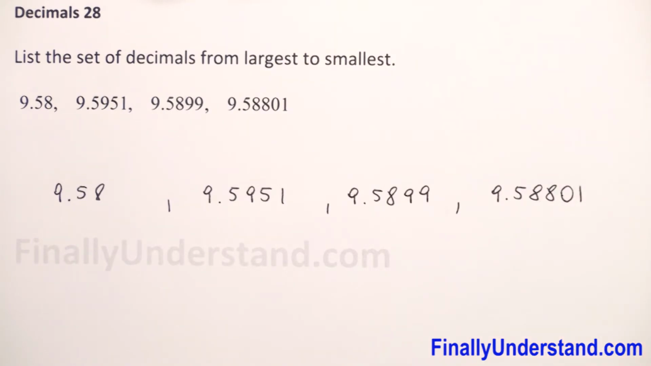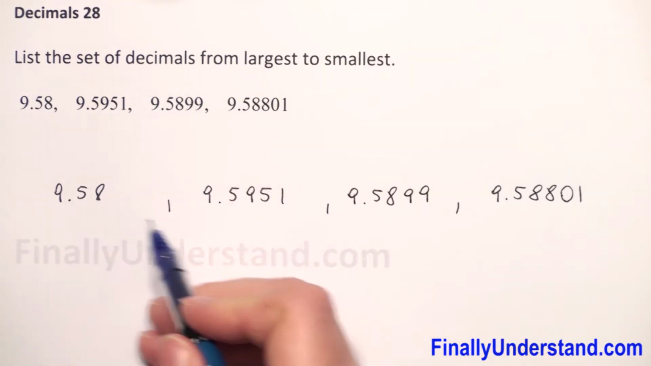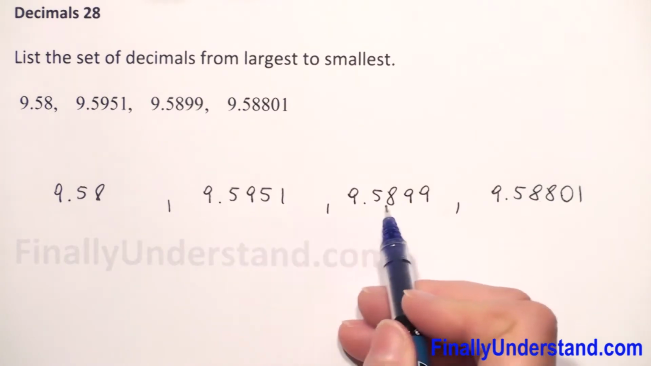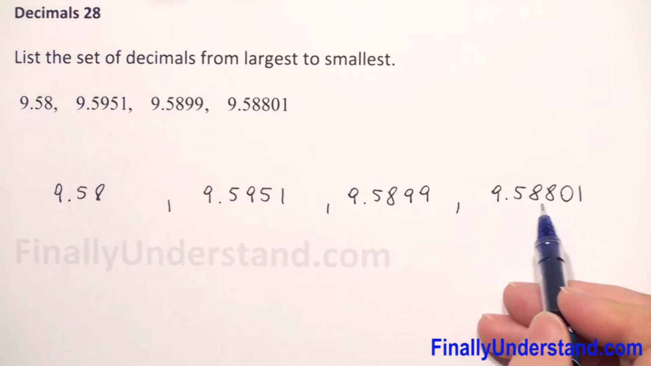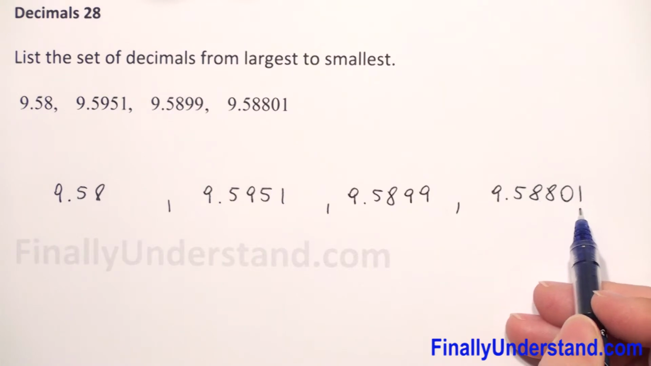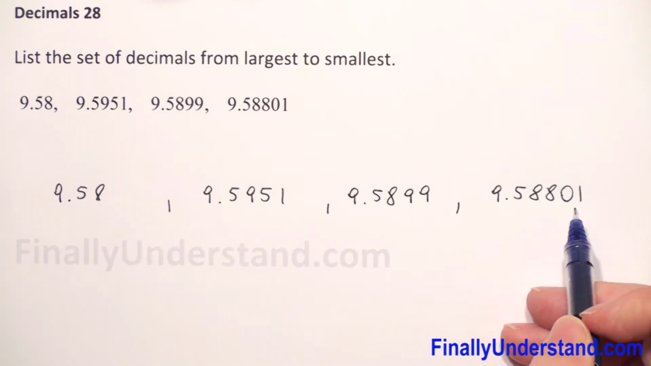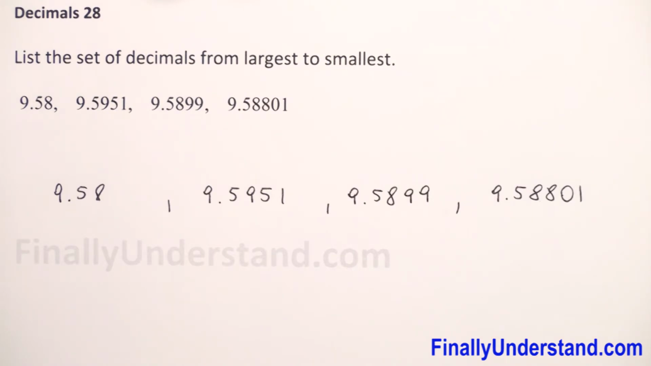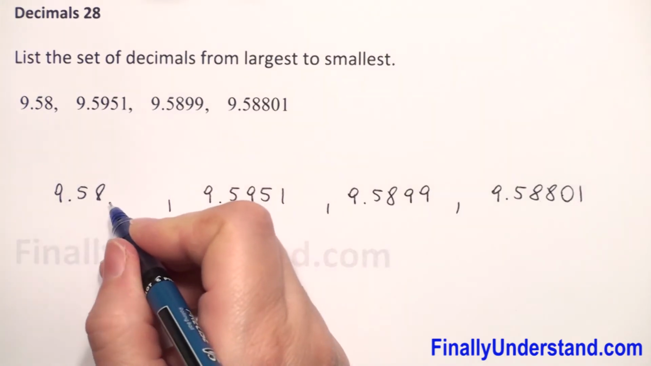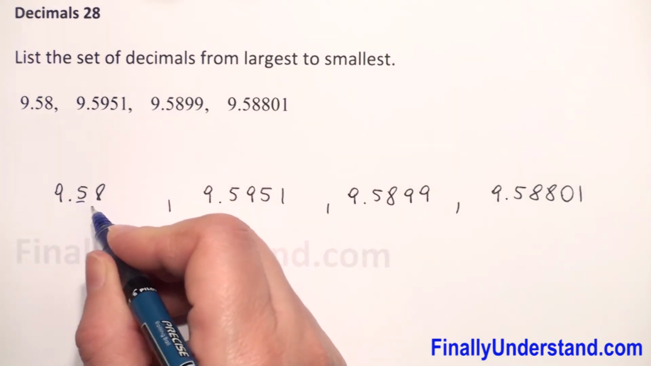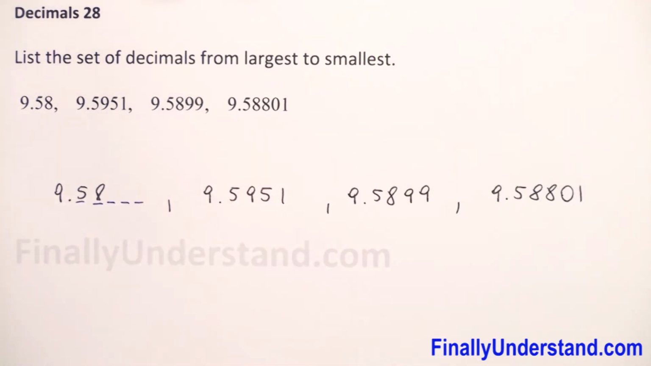9.58801. First step is always to check how many digits we have after decimal point. We have 1, 2, next we have 1, 2, 3, 4, 1, 2, 3, 4, 1, 2, 3, 4, 5. So the largest is 5 digits, so we have to add to every decimal number which has less than 5 digits, zeros at the end. So we have only 2, so we have to add 3 zeros.